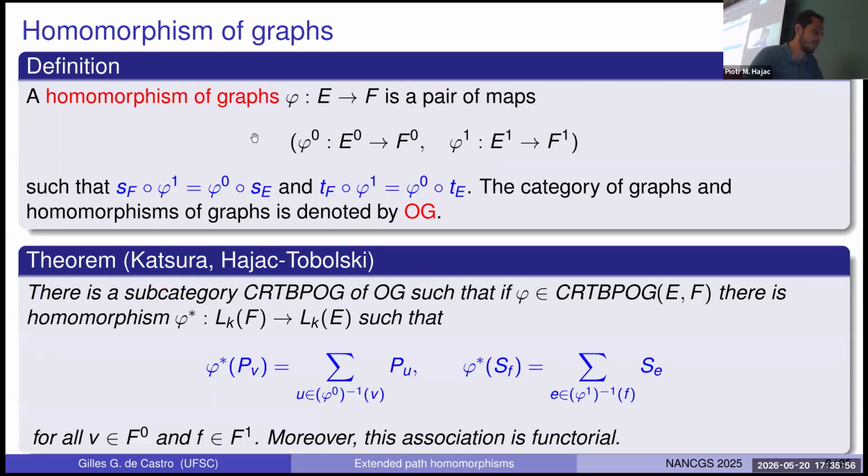And then we want a construction of a homomorphism between the algebras using homomorphisms of graphs. The formula that we use now is going to be a contravariant functor. The formulas that we use to define this homomorphism between the algebras is just taking a vertex, and we sum over all vertices which are in the preimage of v, and here we sum over all edges that are in the preimage of f.